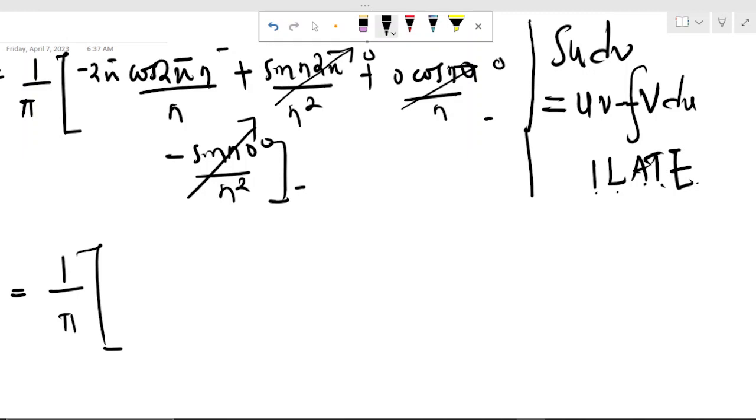So what would this give us? What is cos 2 pi n? It's simply 1, because cos 2 pi is 1, cos 4 pi is 1, cos 6 pi is 1, and so on and so forth. So we have minus 2 pi all over n. Our pi cancels our pi, so we are left with minus 2 over n as our Bn constant.